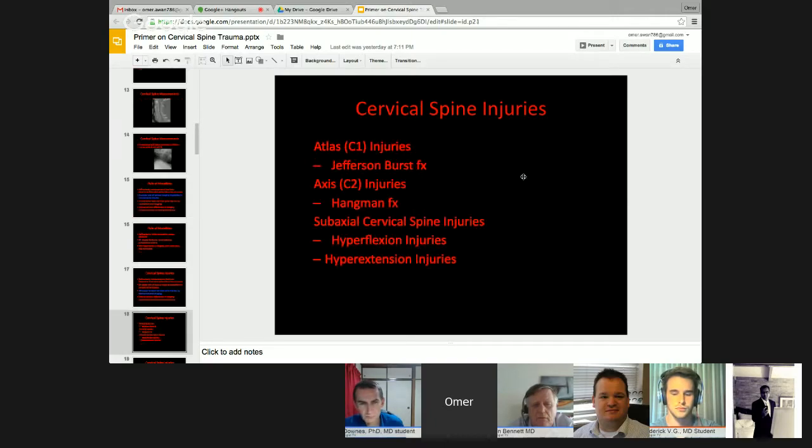And really, there's many ways that we can characterize these, but what we're going to do is talk about atlas C1 injuries, axis C2 injuries, and then the subaxial spine. And there's more than just a Jefferson burst fracture for C1. There's more than just a Hangman's fracture for C2, but we're just going to keep it really simple and basic for today, because of time constraints and as an introductory lecture.